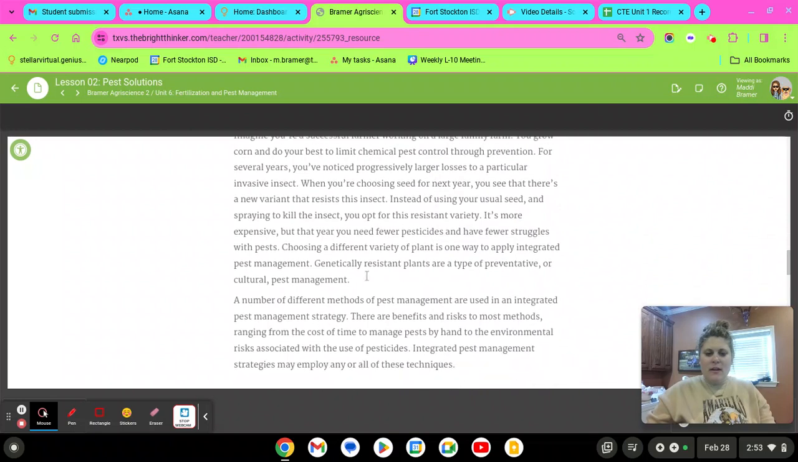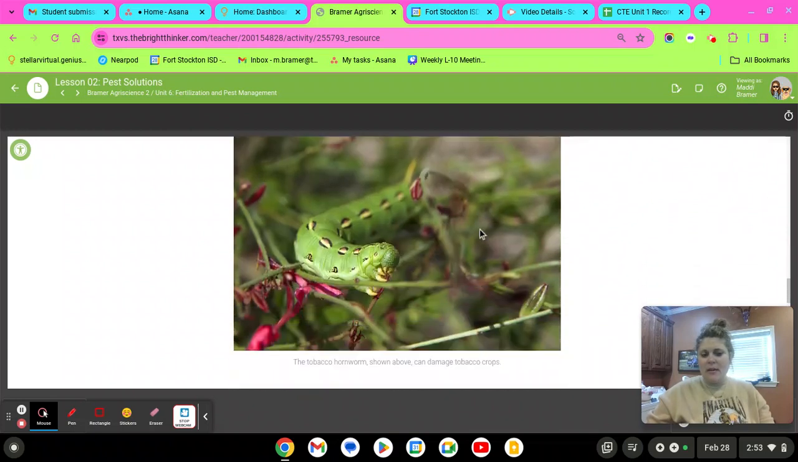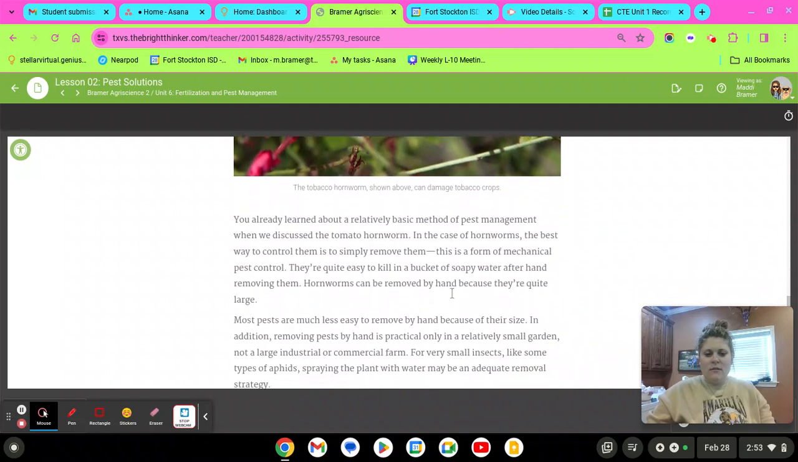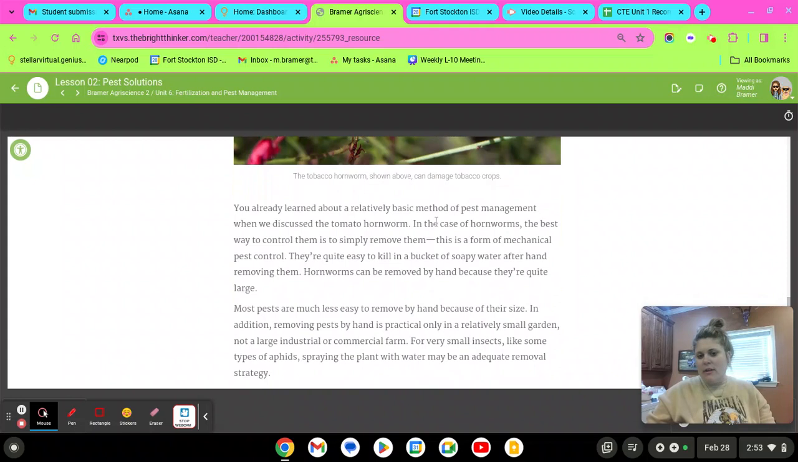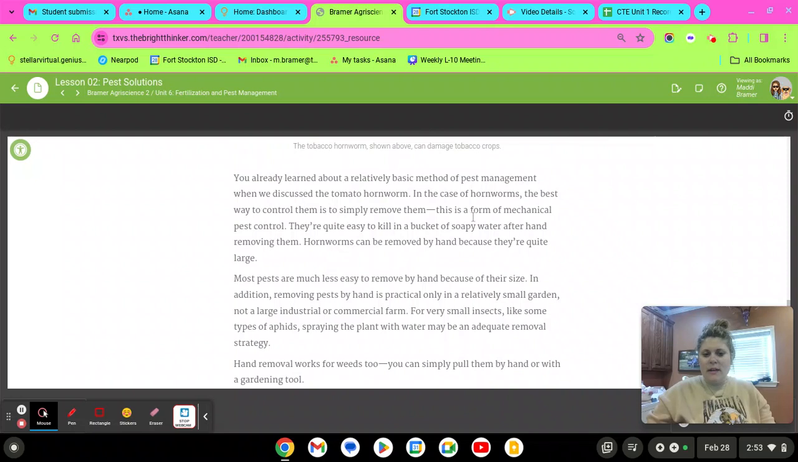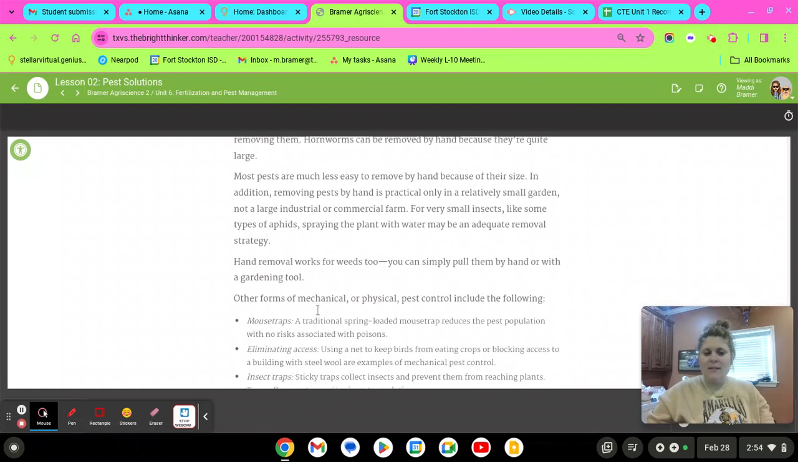So let's talk about some methods of pest management. So there's mechanical. You've already learned a relatively basic method of pest management. Hornworms, the best way is to remove them. That's mechanical. So whenever I was talking about the squash bugs, just taking them away, that's a mechanical way to do that. Hand removing weeds, using a hoe to remove weeds, that's all mechanical.